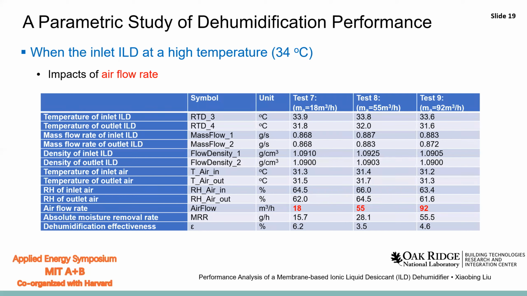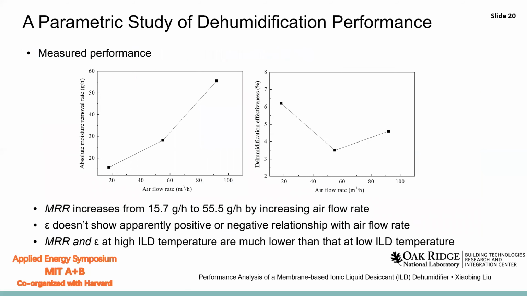We also conducted the parametric study under another inlet ionic liquid desiccant temperature. It is at a high temperature, around 34 degrees C, so this is the condition without pre-cooling for the ionic liquid desiccant. We studied the impact of the air flow rate. During these three tests, the air flow rate varies from 18 to 92 cubic meters per hour. This is the measured performance at different air flow rates. We found that the moisture removal rate increased from 15 to 55 grams per hour, while the effectiveness doesn't show a linear relationship with the air flow rate.